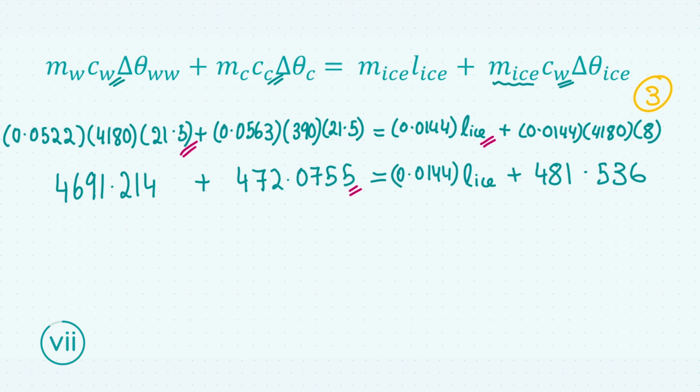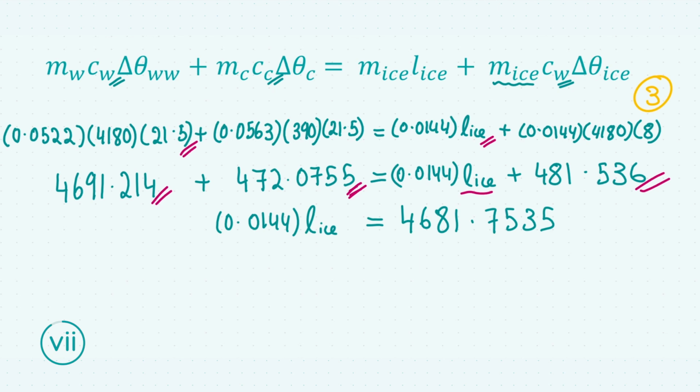Okay, so let's just bring all of these numerical figures to one side, including this one over here, and get this target variable on its own. Okay, so we're given that 0.0144 times the specific latent heat of fusion of ice is equal to this figure here. Let's divide both sides by the coefficient in front of the latent heat of fusion of ice to get our final value for L.